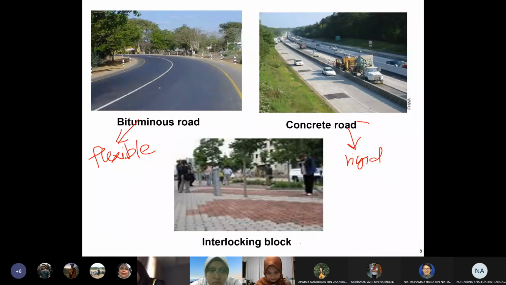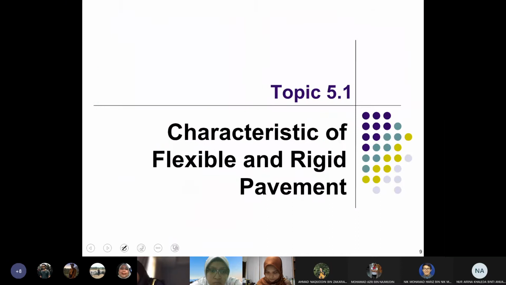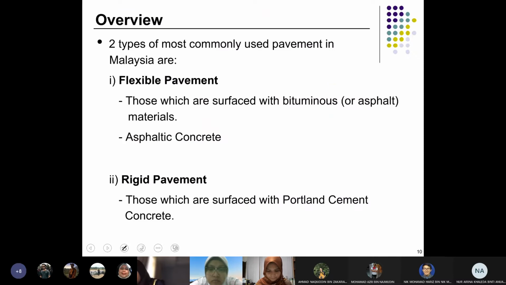Okay, and then you have the interlocking block down there. Okay, then go to character of those flexible rigid. So kita nak fokus on dua ni saja. Daripada 5 tu kita tengok dua ni saja. Okay, flexible pavement is surface with bituminous or asphalt, right? Dua benda tu kita faham dia adalah benda yang sama, right? Campuran bitumen dan juga campuran aggregate, and then it is also known as asphaltic concrete, right?